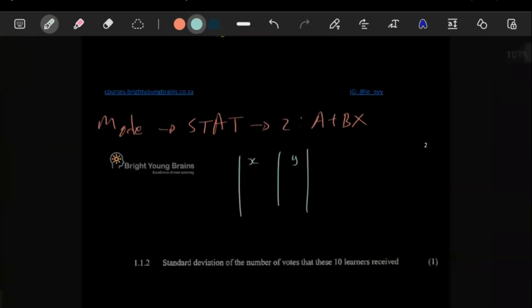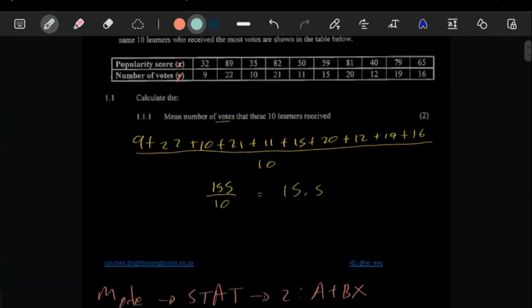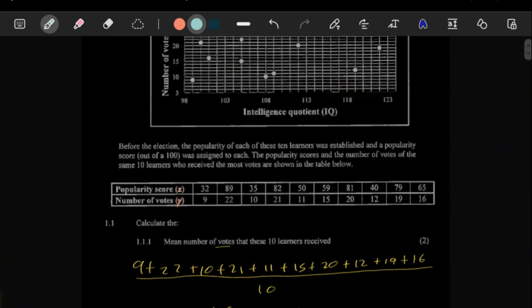So if you're going to get the standard deviation of the votes for the 10 learners, let's put in this data first. You see 32 equals, 89, 35, 82, 50, going on and on. As you're putting in this data, the one thing you can keep in mind is the only way you're probably going to get some of these questions wrong is if you don't put in your data correctly.